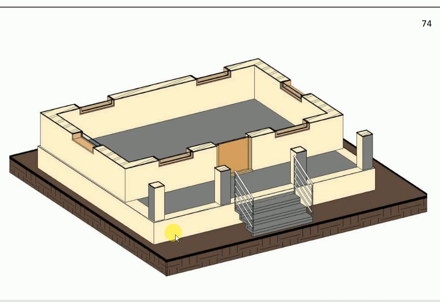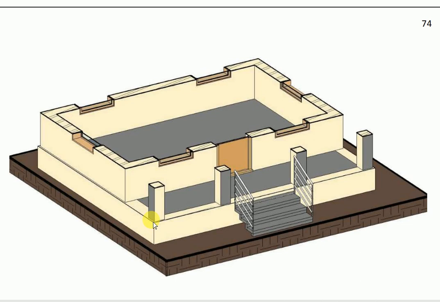When the thickness of the plinth wall is more than the superstructure wall, the projected portion of the plinth wall from the superstructure wall is called plinth projection. This is the plinth projection. This is the superstructure, and this is the projected portion. The projected portion of the plinth wall from the superstructure wall is called plinth projection.